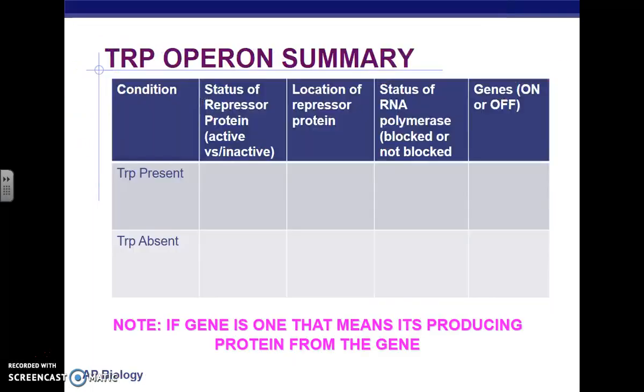So let's talk about what you have to do for homework. You have to do three things. You have to answer the guided questions for the first video and the guided questions for the second video. And I also want you to fill out this chart. If you can fill out this chart, you understand the TRP operon.